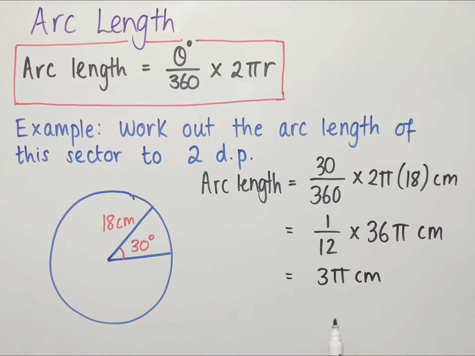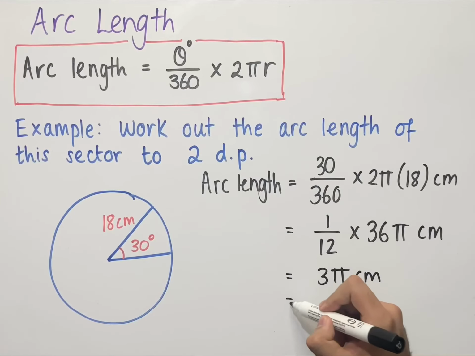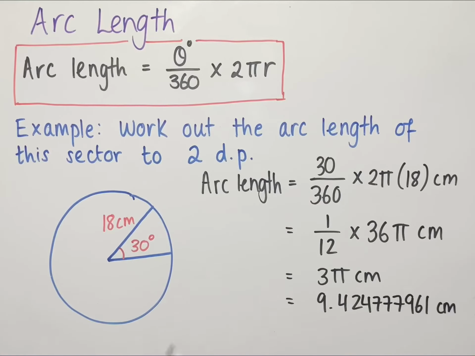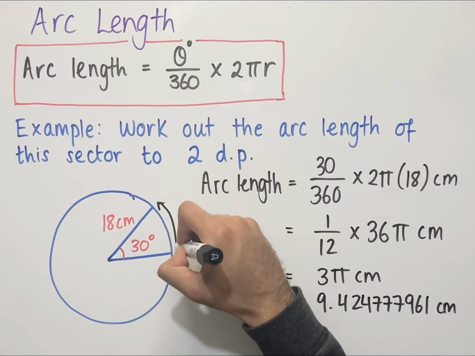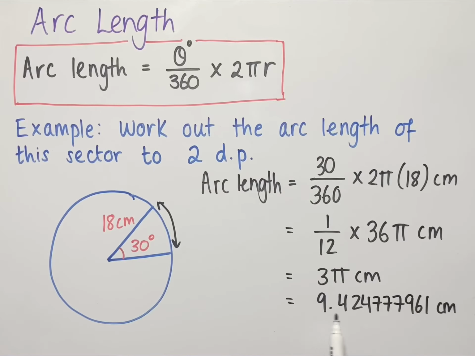Now if we put 3 pi in a calculator, we should find that we get a decimal value. The question asked us to give the arc length of the sector to 2 decimal places. So we've worked out that the arc length, this length here, is equal to this decimal, and we need to give this answer to 2 decimal places. If we round this to 2 decimal places, we get 9.42 centimeters. And so the arc length of this sector is 9.42 centimeters to 2 decimal places.